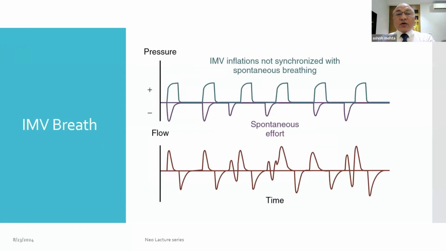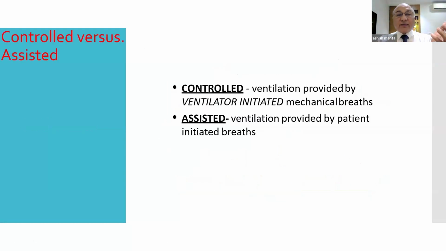We know this is what happens in intermittent mandatory ventilation. Ventilator and baby are both breathing at different rates, different pressures, different I times. So the ventilator breath is being pushed into the baby's lung irrespective of whether the patient is inhaling or exhaling. Two words are important: control breaths and assisted breaths.